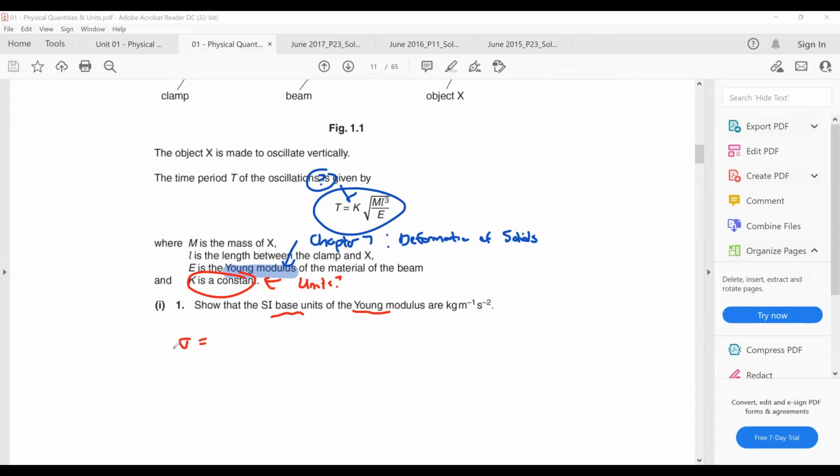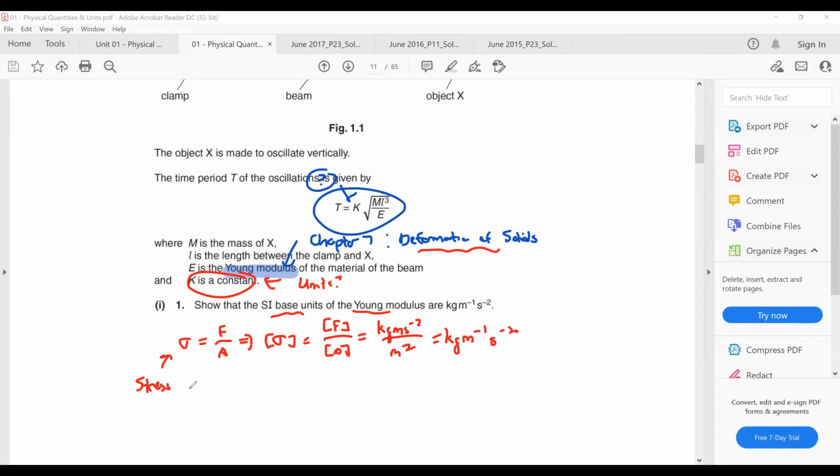Stress, this one is called stress. Okay, it's defined as force over area. You notice that it's somewhat similar to the definition of pressure, but you will learn this in chapter 7 later. Okay, so unit of stress is unit of force over unit of area, which in turn is kg m s^-2 divided by m squared, giving you kg m^-1 s^-2.